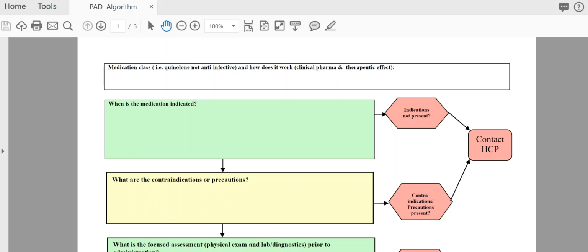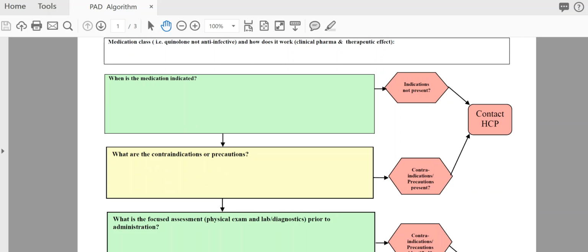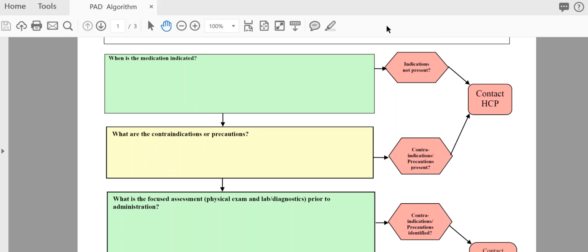Okay, now why is that important? It's important to recognize those things because we see here in the red boxes that if we don't have the indications or we have the presence of a contraindication, we have to contact the HCP. So now we're beginning to learn, when do we seek clarification as we complete our medication reconciliation record? What if our client who is on this for angina develops a heart attack? Should this medication be continued?